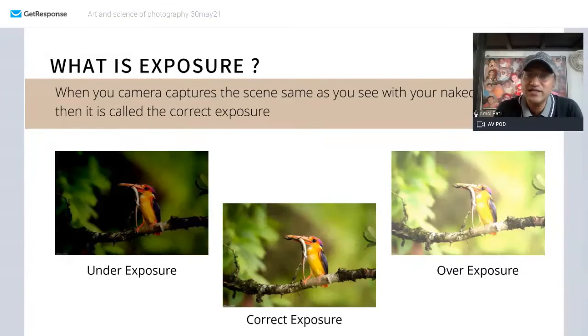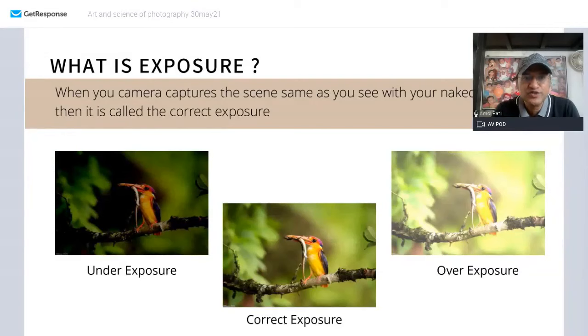Otherwise, we call it overexposure, as you can see in the right-hand side picture here. If the light is too bright, it is called overexposure. And if the picture is too dark, then it is called underexposure. Fine?